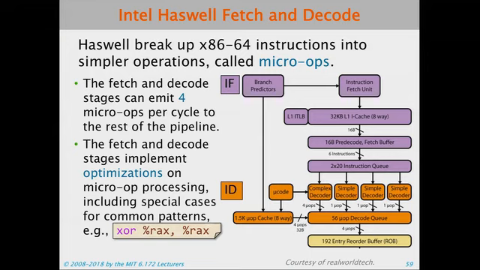Haswell, in fact, breaks up the instructions into simpler operations called micro-ops, and they can emit 4 micro-ops per cycle to the rest of the pipeline. The fetch and decode stages implement optimizations on microcode processing, including special cases for common patterns. For example, if it sees the XOR of RAX and RAX, it knows that RAX is being set to 0. It doesn't even use a functional unit for that. It just does it and it's done. It has special logic that observes that because it's such a common thing to zero things out.